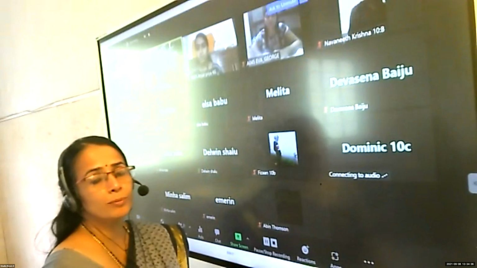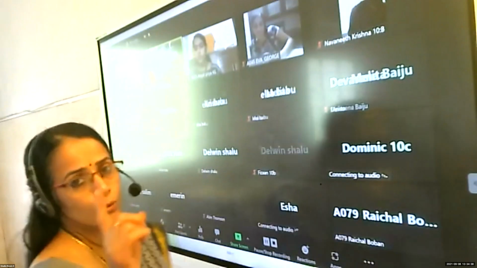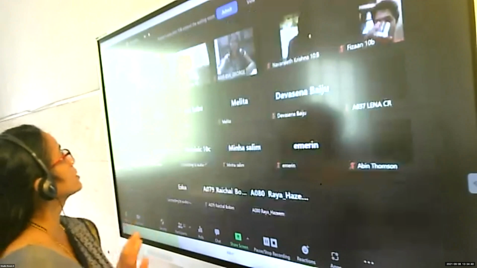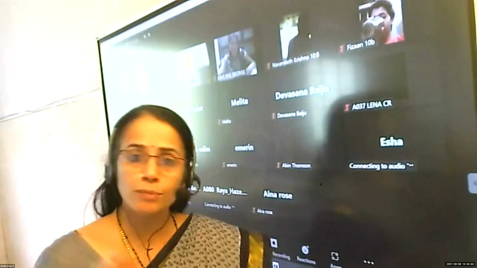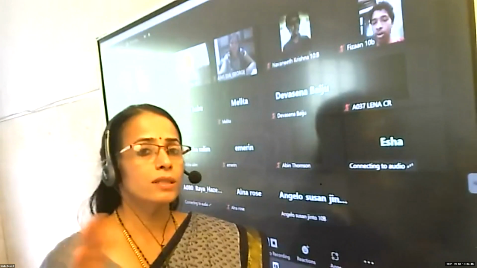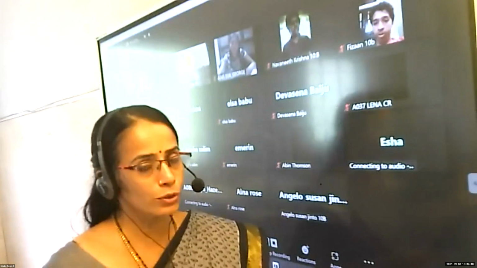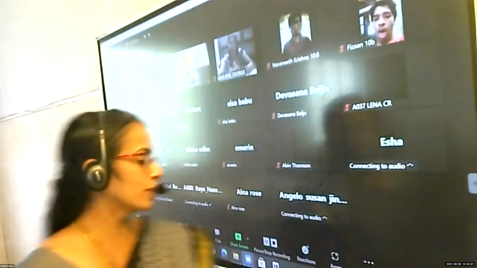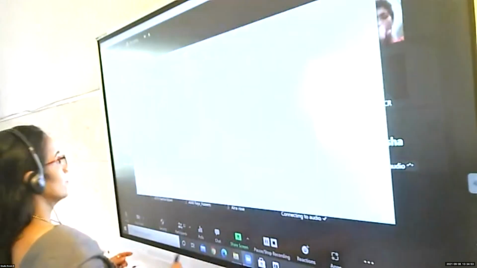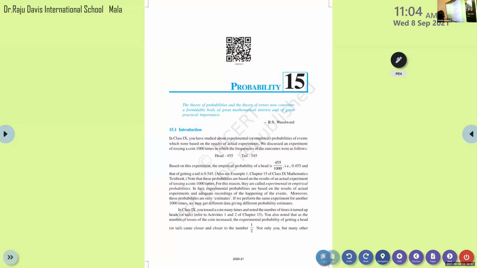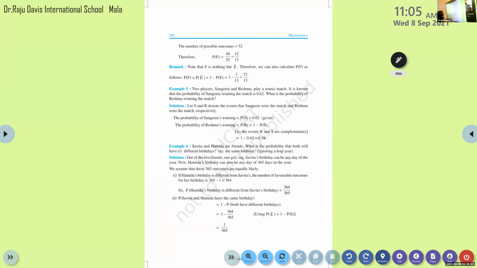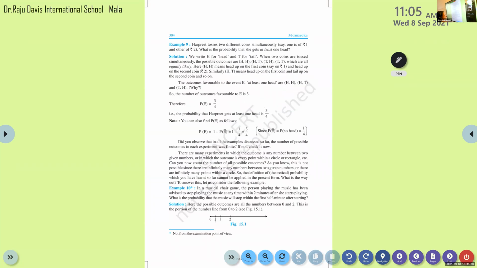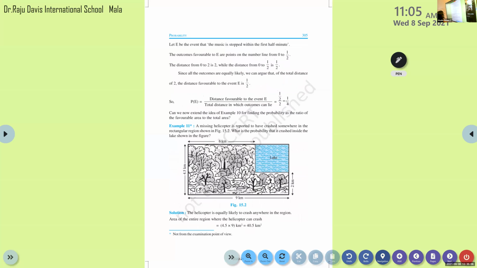And we studied that the probability of a sure event is 1. Probability of an impossible event is 0. And the probability of an event lies between 0 and 1: 0 is less than or equal to probability of E, which is less than or equal to 1. Now we are moving to our problems. Exercise questions. We will do the exercise questions first.